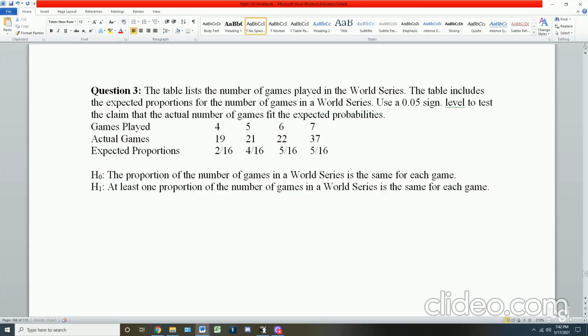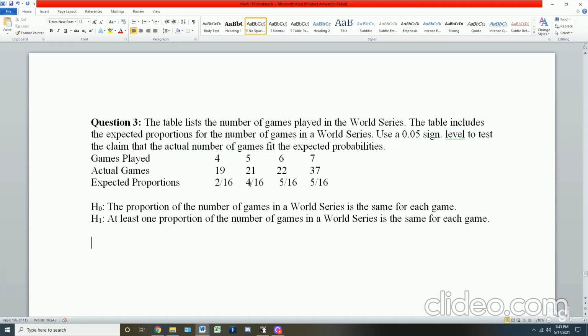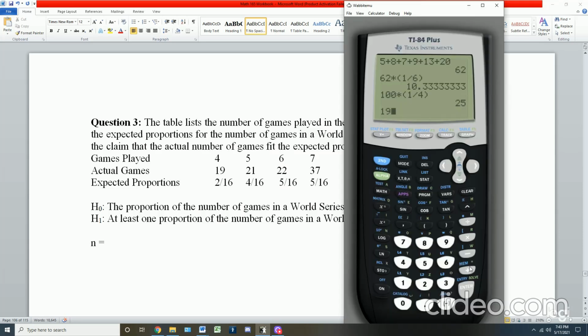Right, so next up, we're going to find our test stat. Again, like I said earlier, P is going to be different for each one. So P is exactly these ones themselves. So all we have to do is find N. N again is the sum of all of them together, so just add them all up. So 19 plus 21 plus 22 plus 37 equals 99.